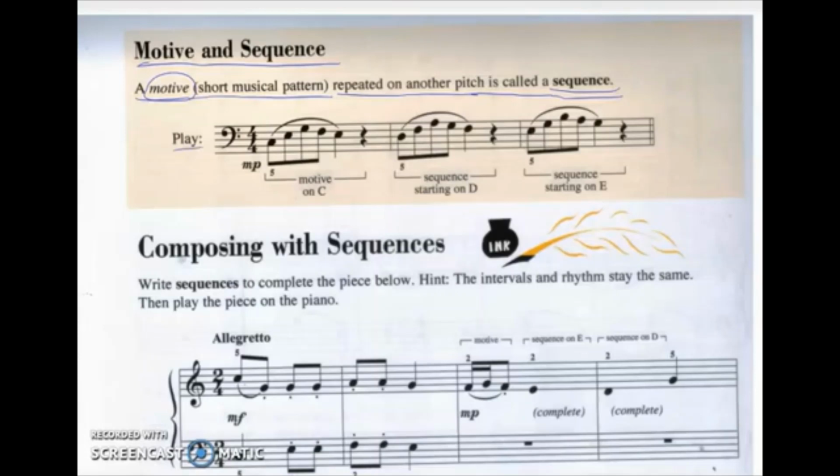So this is an example in bass clef. Time signature is 4/4. So the first note is C, right? This is C. That's why it's called motive on C. So let me play this for you. Take a listen. 1, 2, ready, go.